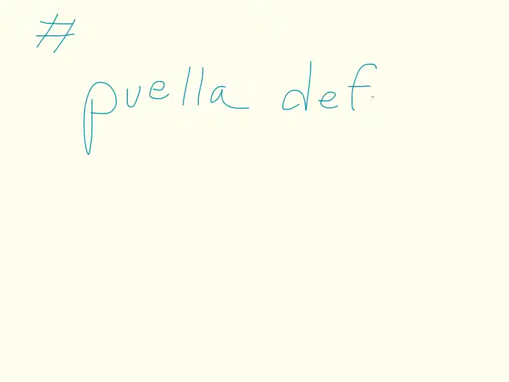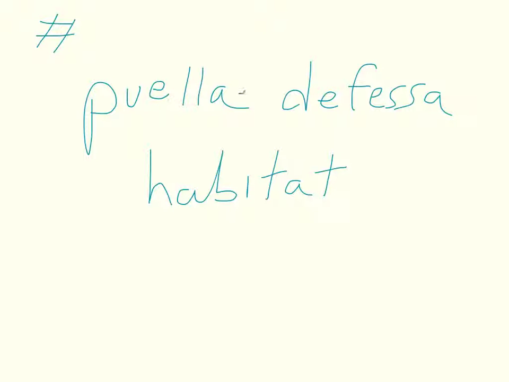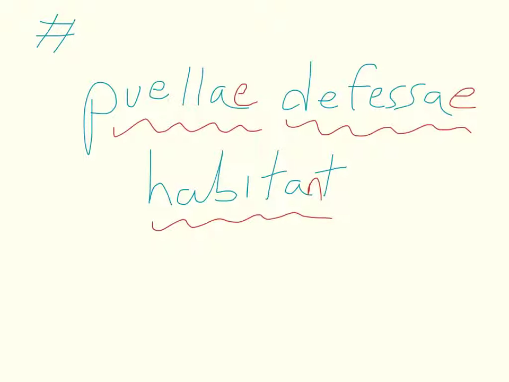So you'll remember when we were talking about the number of nouns, if we had a sentence like puella defessa habitat, so the tired girl is living. If we wanted to change that into the tired girls are living, we would need to make it puellae defessae habitant. So we needed to change the ending of our verb, the ending of our adjective, and the ending of our noun, just to accommodate the fact that we had a plural noun there.